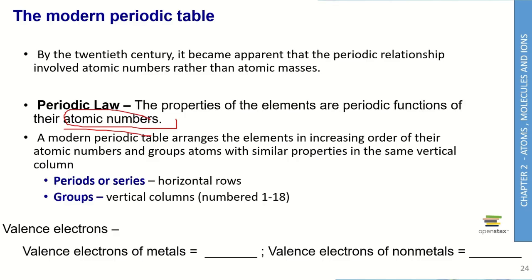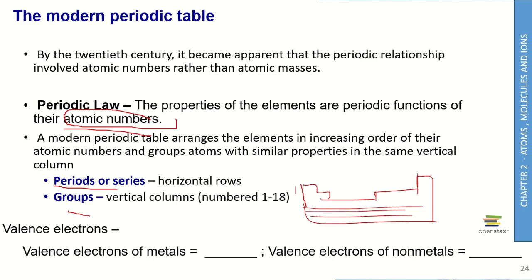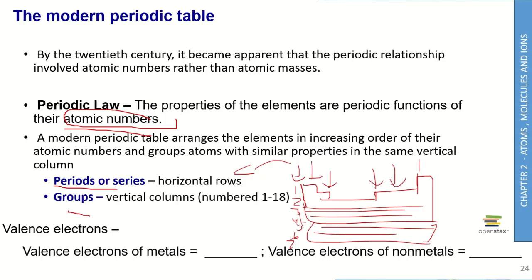The modern periodic table is arranged in periods and groups. Periods are the horizontal rows, right? So if you go to your periodic table over here, we have the rows: 1, 2, 3, 4, 5, 6, 7. Those are the periods, and the groups are the verticals. Those are the groups, number 1 to 18.